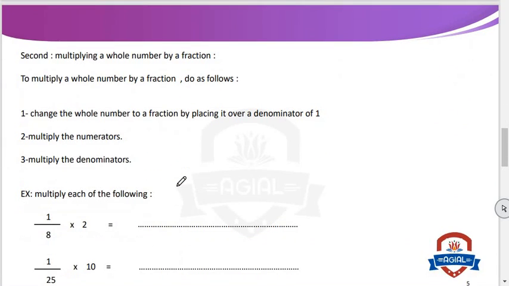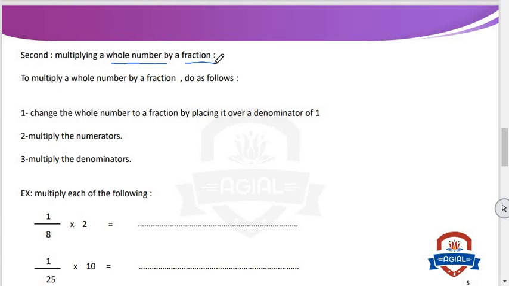Okay. Second, multiplying a whole number by a fraction. We can multiply two fractions. Try to find a common factor between numerator and denominator and multiply their numerators and multiply their denominators. But how can we multiply a whole number by a fraction?